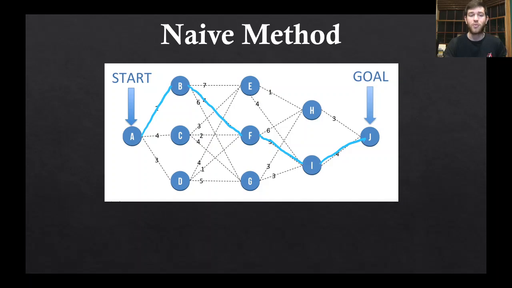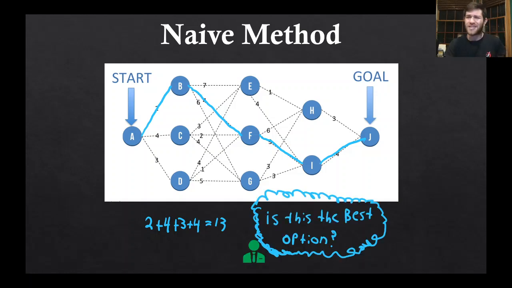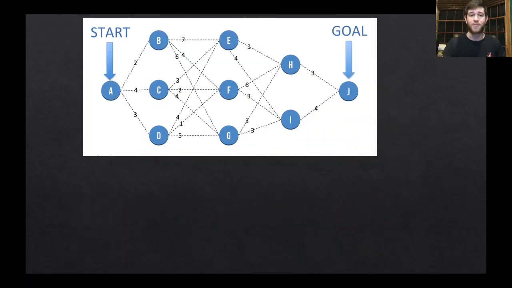So what did that cost us? Well, it took us 2 to get to B, 4 to get to F, 3 to I, 4 to finish. That cost 13. But is 13 the optimal point here? Is this the cheapest route we could take? I mean, it makes sense. Each route we took the shortest and cheapest amount, but it might not always be the case if you think of it naively. And I'll show you why dynamic programming can prove this.